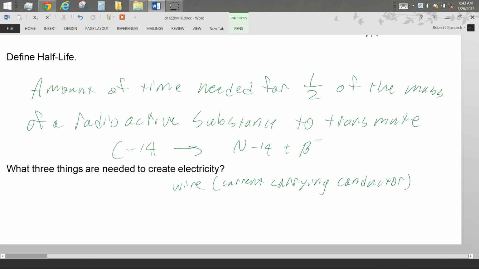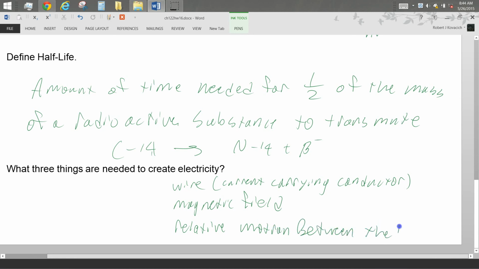A magnetic field. I don't know if it's right, but I put electrons being able to pass through material. You need three things to make electricity. You need a wire, you need a magnetic field, and you need one more thing. What's the one more thing? This was the harder thing to remember or to understand. Relative motion between the two.